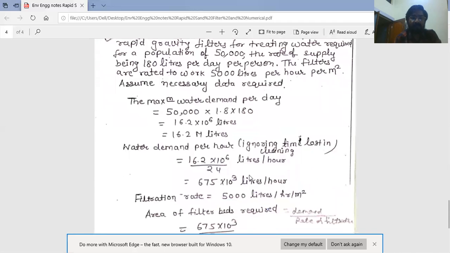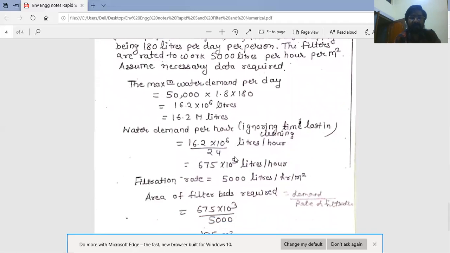This is the water entering the rapid sand filter. Water demand per hour, ignoring time lost in cleaning. So 16.2 into 10 to the power 6 liter per day, and 24 hours in a day. So 16.2 into 10 to the power 6 upon 24 liters per hour is equal to 675 into 10 to the power 3 liters per hour.